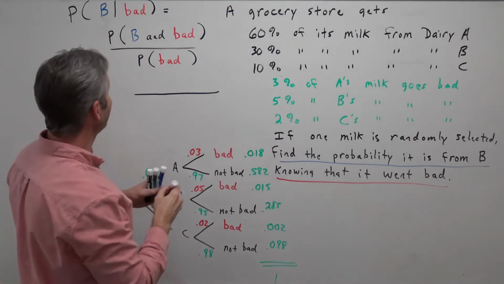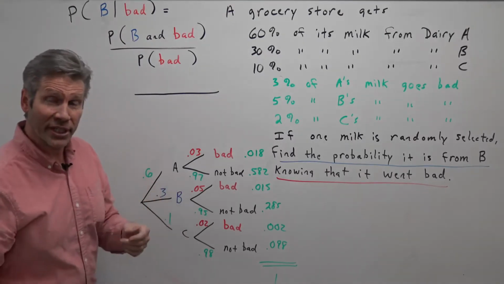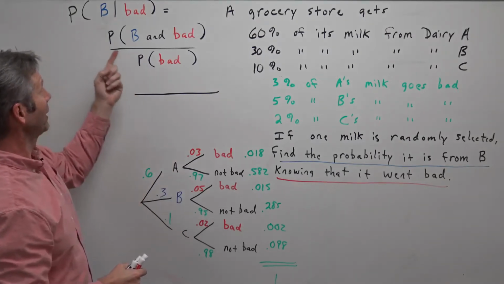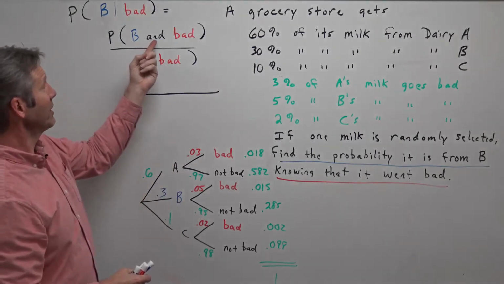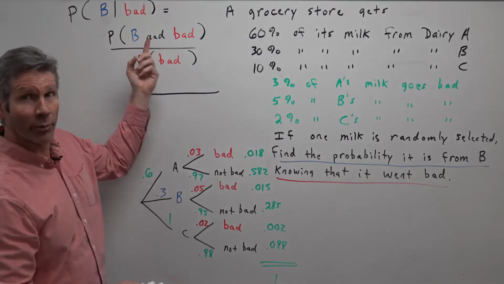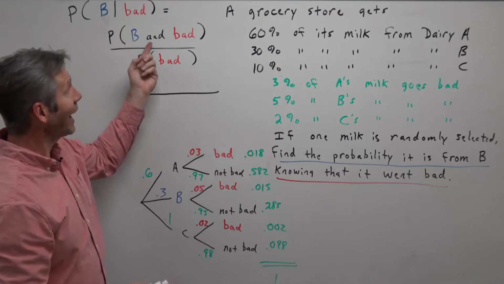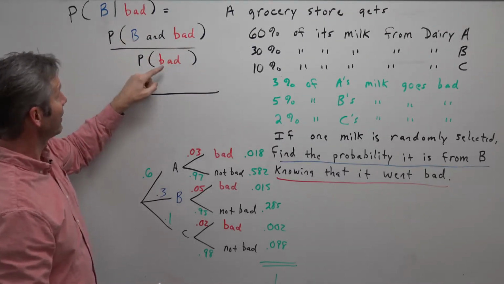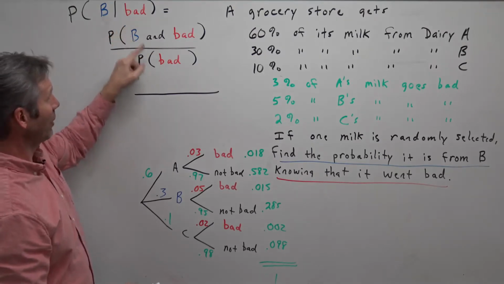Okay, so then if we follow our formula sheet as far as the conditional probability formula, then in the numerator is the intersection, or actually in this case, when we get the milk from dairy B and the milk goes bad, so that goes in the numerator. The denominator is the probability that the milk goes bad.